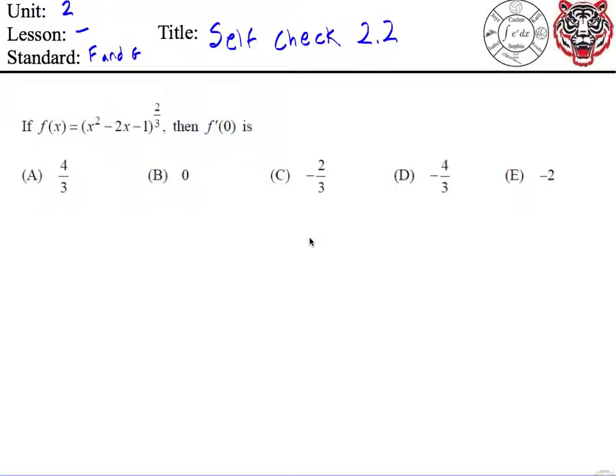All right, this is going to be self-check 2.2. This is 5 questions. That means you allow yourself 10 minutes to do them, 2 minutes per question. All right, this is going to be number 1.